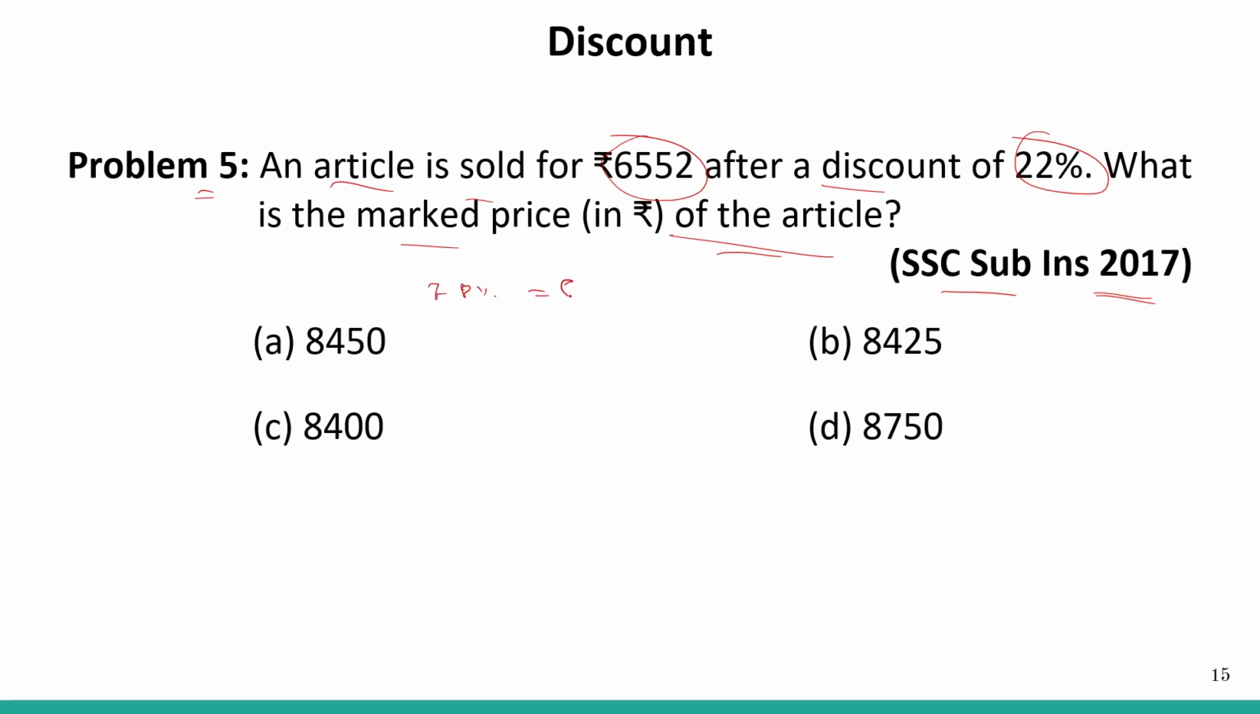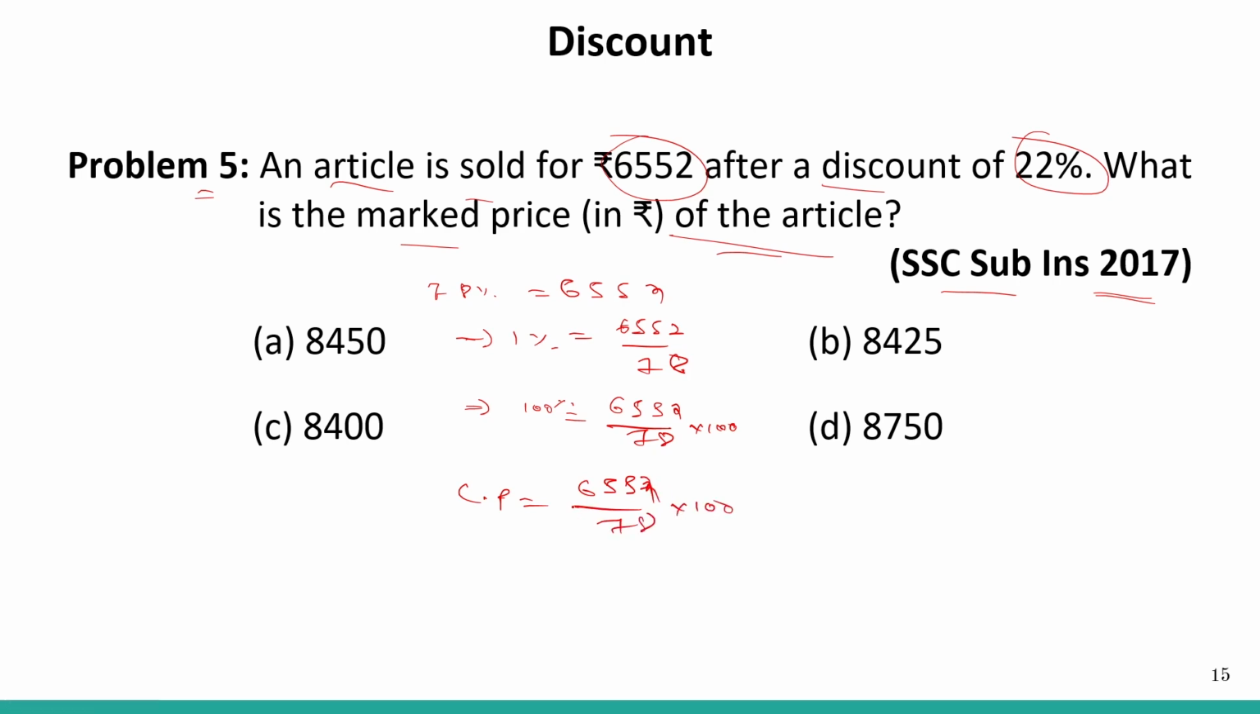78% is equal to 6552. So this implies that 1% is equal to 6552 by 78, right? So this implies that 100% is equal to 6552 by 78 into 100, right? So what is the mark price of the article? Okay, so it tells us that the original, so CP is equal to 6552 by 78 into 100. Okay, this much into 2.